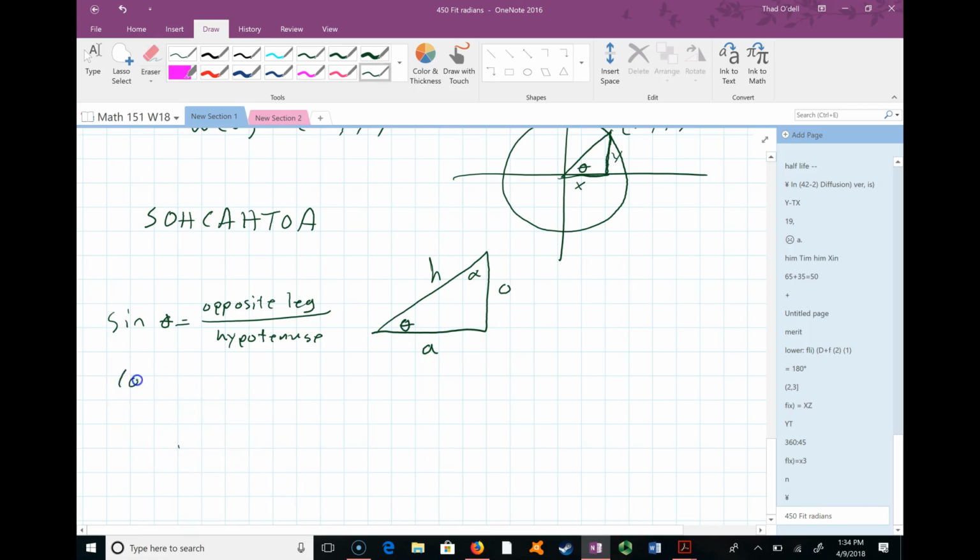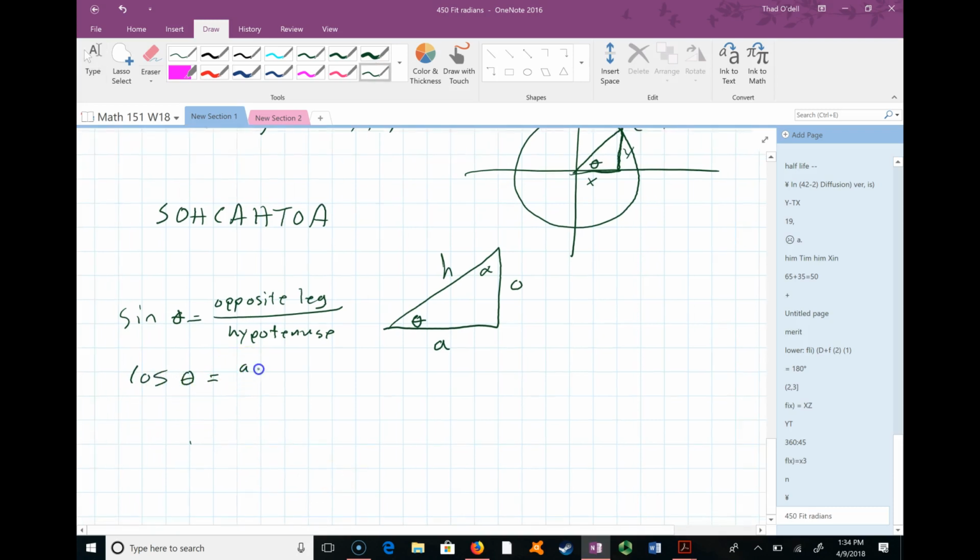Cosine of alpha, of theta, is adjacent leg over hypotenuse. And then tangent is opposite leg over adjacent leg.